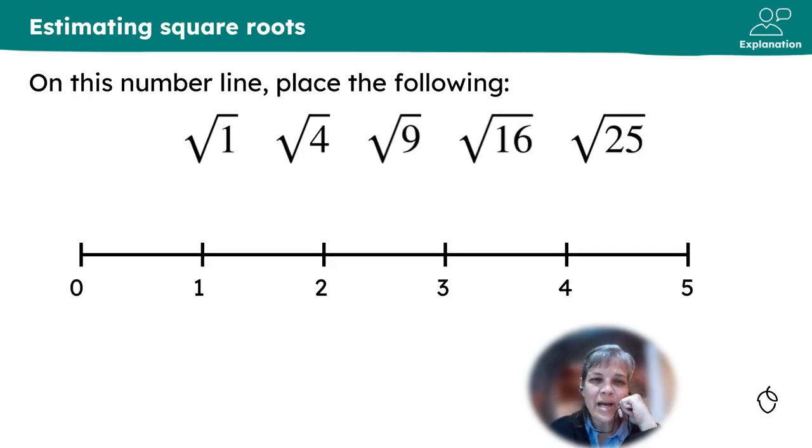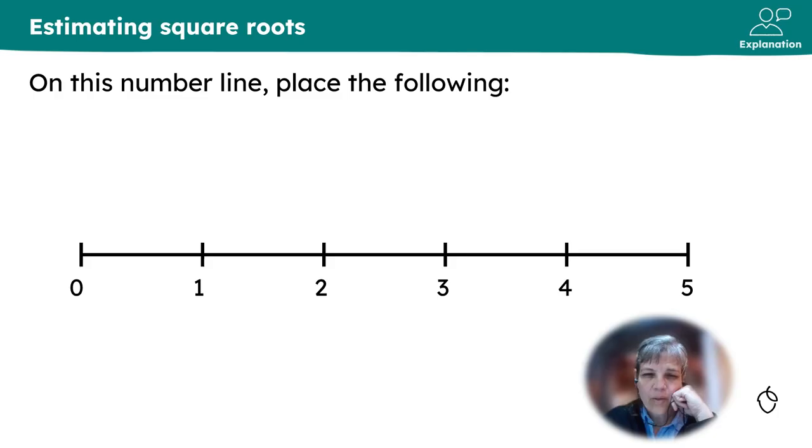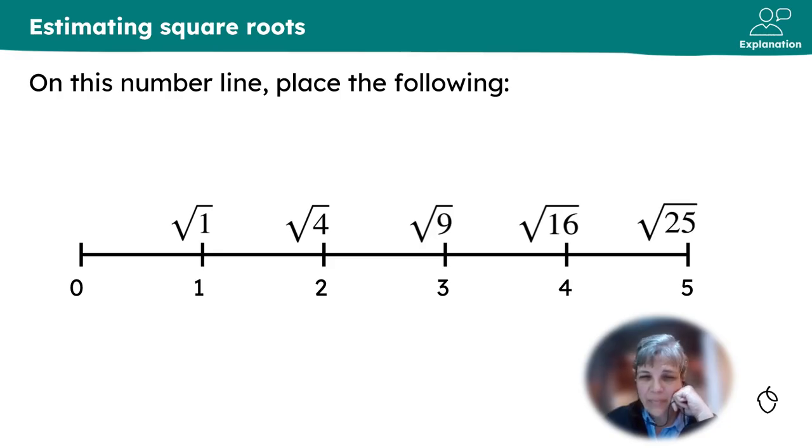So if you had these roots, root 1, root 4, the root of 9, root of 16, square root of 25, where would they be on the number line? What are they equal to? They're equal to 1, 2, 3, 4, 5.